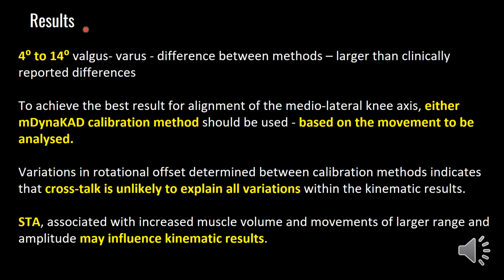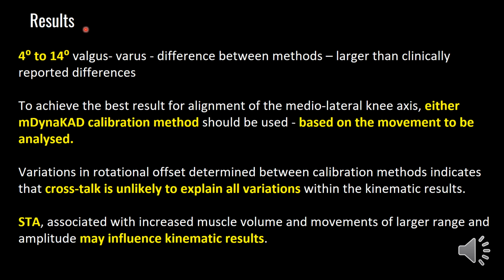And so in summary, the differences between valgus varus angles range from approximately 4 to 14 degrees. And this is larger than some of the differences that have been identified as being clinically important for things such as patellofemoral joint pain or even identifying players at risk of ACL rupture. To achieve the best result for alignment of the medial lateral knee axis, the modified DynaCAD calibration method should be used, however it should be based on the movement to be analyzed.